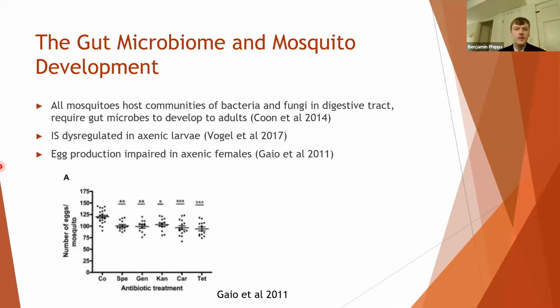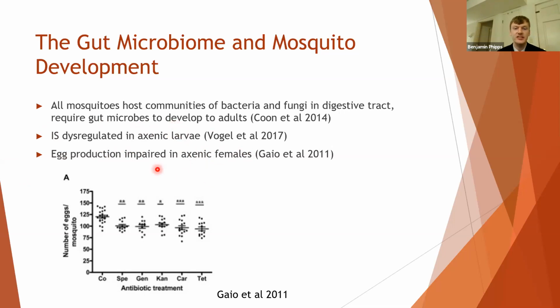And this is in part because these microbes are important for proper regulation of insulin signaling, and we've seen that insulin signaling is dysregulated in axenic larvae, and also that egg production is impaired in axenic female adults, which suggests that insulin and reproductive signaling is also impaired in the absence of microbiota.